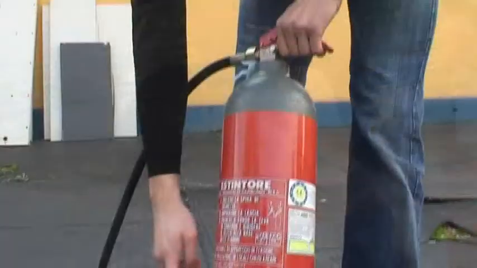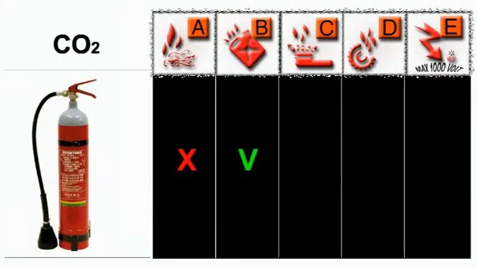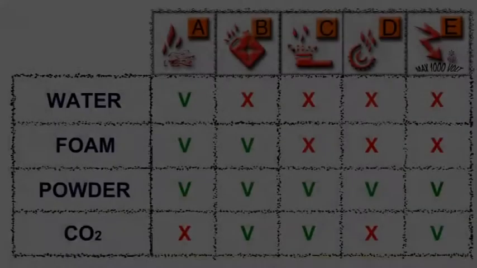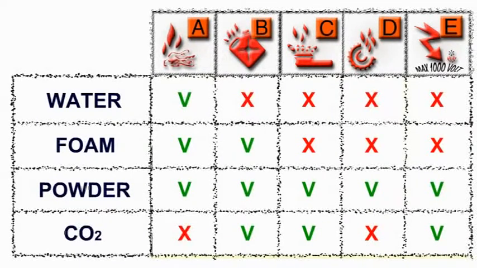CO2, carbon dioxide, acts by cooling and leaves no residue, but is not suited to put out Class A fires. The diagram below illustrates the efficiency of the different extinguishing substances in relation to the different combustible materials.